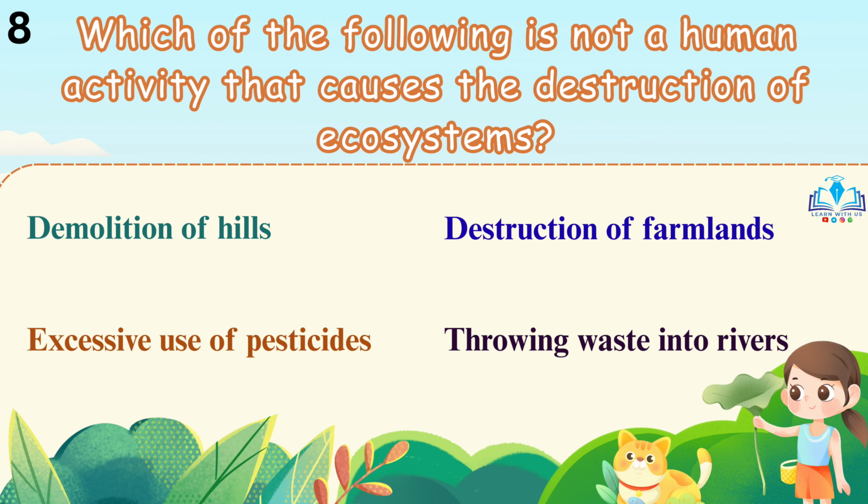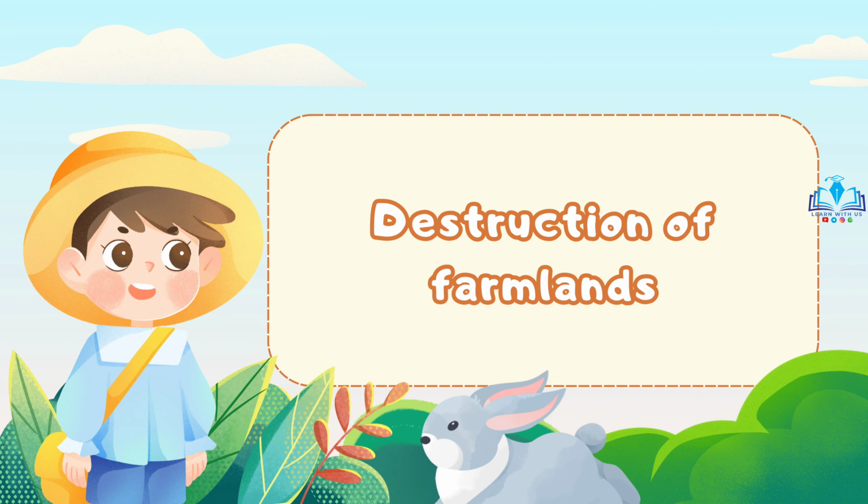Question 8. Which of the following is not a human activity that causes the destruction of ecosystems? A. Demolition of hills. B. Destruction of farmlands. C. Excessive use of pesticides. D. Throwing waste into rivers. Answer B. Destruction of farmlands.